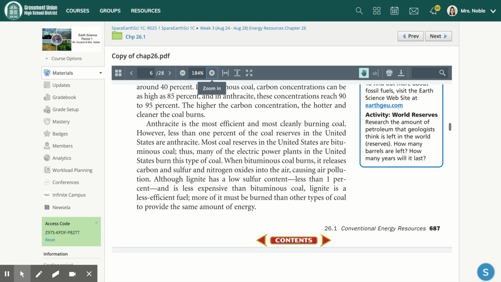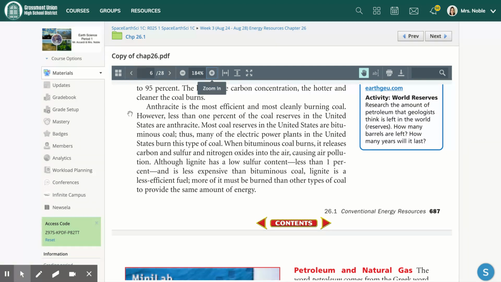Anthracite is the most efficient and most cleanly burning coal. However, less than 1% of the coal reserves in the United States are anthracite. Most coal reserves in the United States are bituminous coal. Thus, many of the electrical plants in the United States burn this type of coal. When bituminous coal burns, it releases carbon and sulfur and nitrogen oxides into the air, causing air pollution.